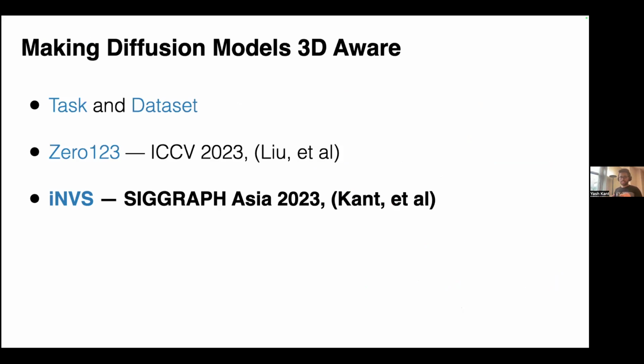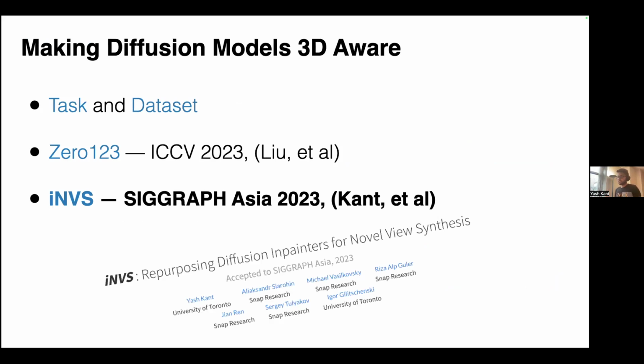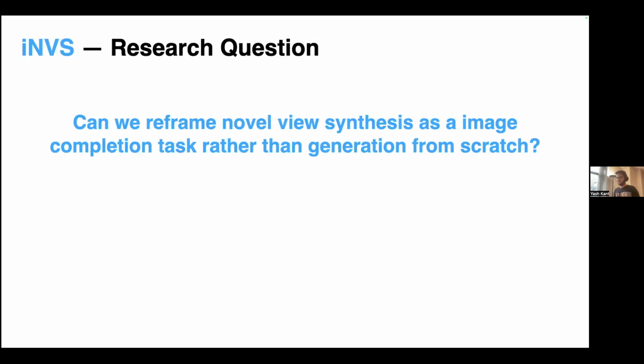So Zero-1-to-3 had a few shortcomings, and we worked towards fixing these, or a few of these, in our SIGGRAPH Asia paper that I will discuss next. So we adopted an alternate approach basically towards fixing these issues. And the name of the approach is ImVS, which briefly stands for Inpainters for Novel View Synthesis. And this was a fun collaboration with folks at Snapchat and U of T.